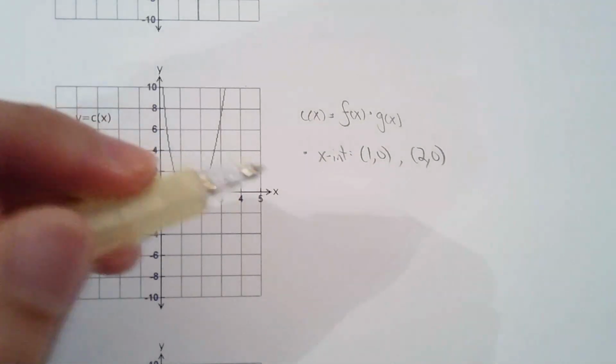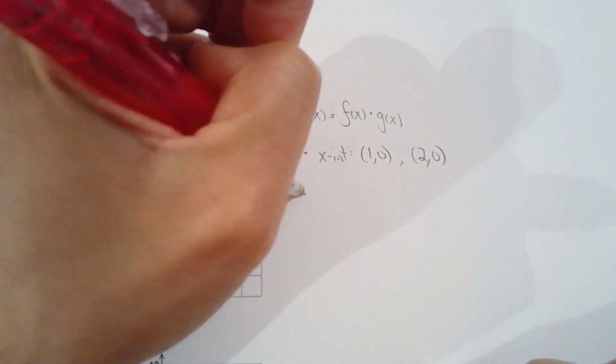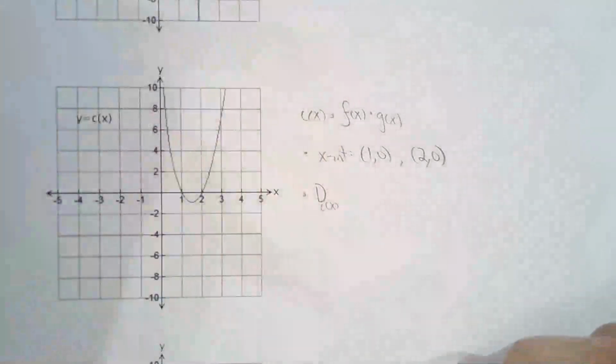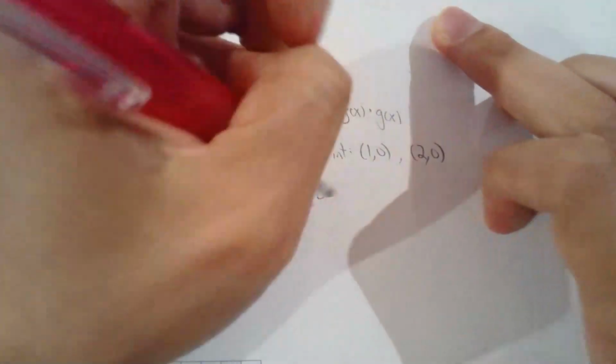What would have been a poor point to write to begin with? The domain of c of x.